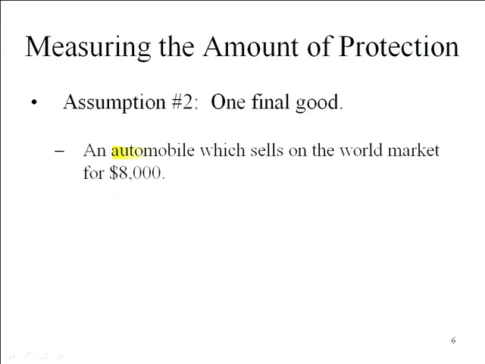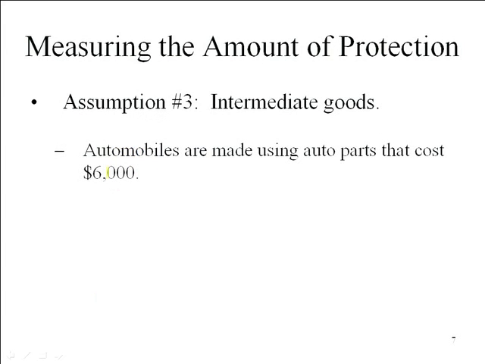And just for yucks, we'll assume that it sells for $8,000. Nobody said it had a floorboard or smog control or anything else. So we've got an automobile that sells for $8,000. This automobile is going to be made from a bunch of intermediate parts, right? Intermediate goods, auto parts. And we'll assume that those auto parts cost $6,000. Now, we're also going to call these auto parts a primary good.